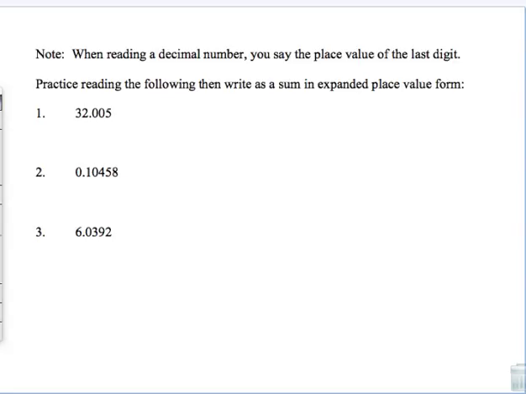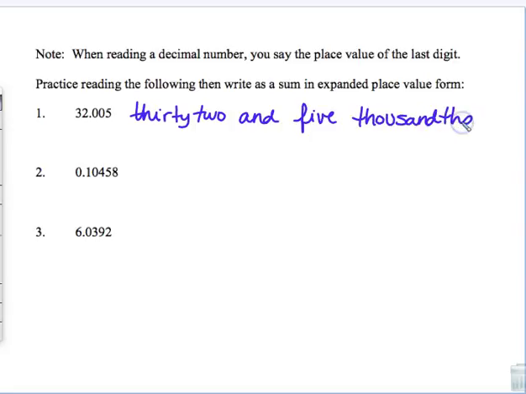So writing it first in word form, this is going to be the number 32 and 5 thousandths. And remember that last digit is going to name the entire decimal number.